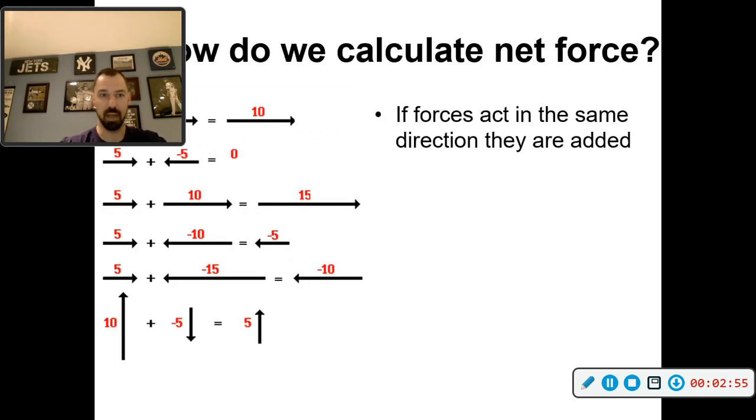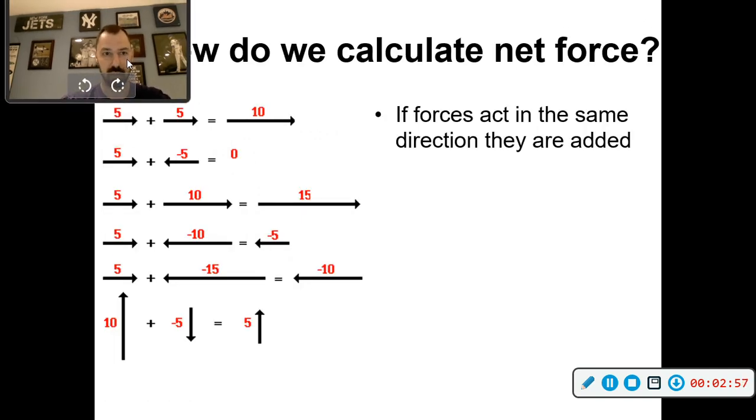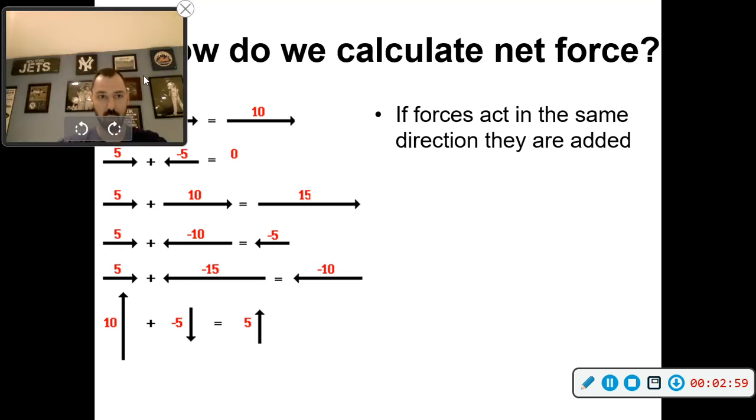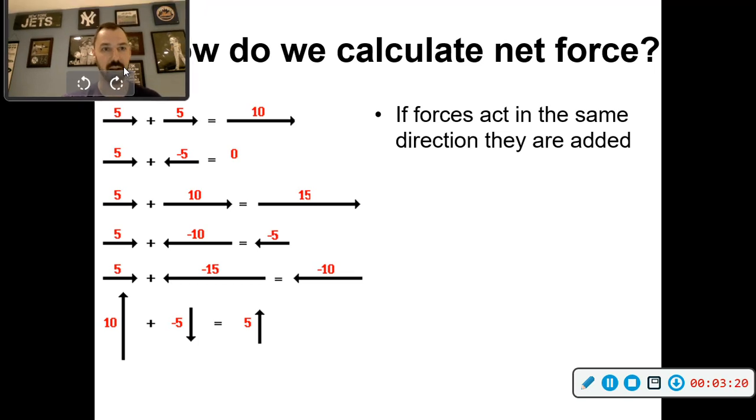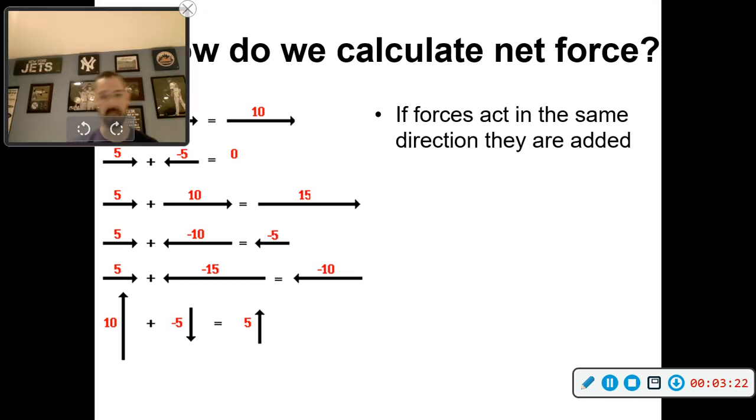So how do we calculate net force? We look at all the directions that the forces are acting in. If the forces act in the same direction, like the first example here, with 5 newtons in the same direction, they will add up. So 5 newtons plus 5 newtons gives you 10 newtons. That's like 2 people pushing on a boulder. Two people is better than 1, applying more force.